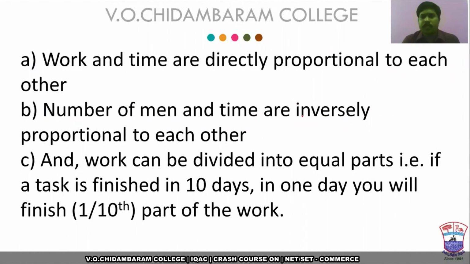So these are some tips to do with work done problems. Work and time are directly proportional to each other. The number of men and time are inversely proportional to each other. Work can be divided into equal parts. And I will tell you when appropriate examples come up in the upcoming slides.